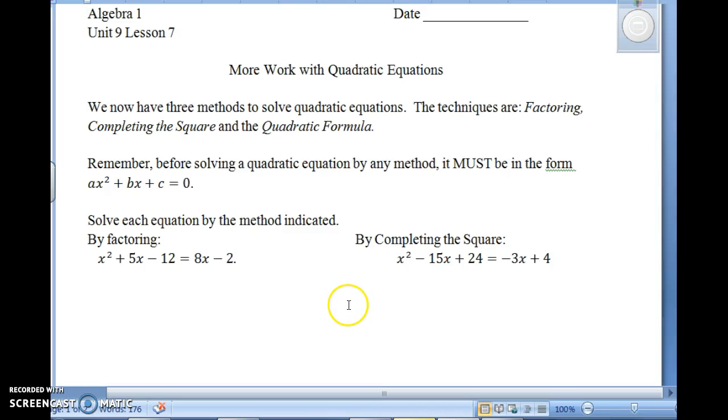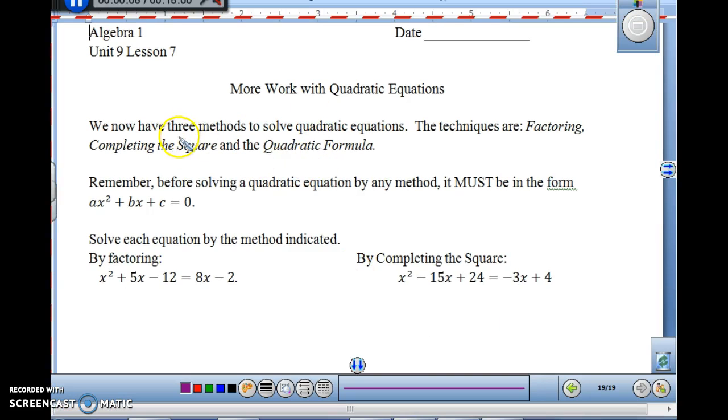This is Algebra 1, Unit 9, Lesson 7, more work with quadratic equations. Okay, so now we have learned three methods to solve quadratic equations. We can do it by factoring, completing the square, and the quadratic formula. So you can solve it any way you want to, unless you are told to solve it a specific way.